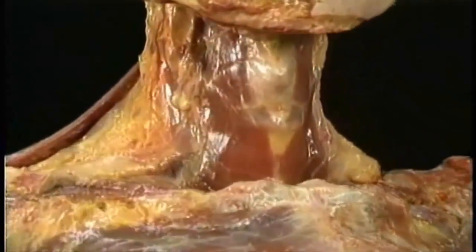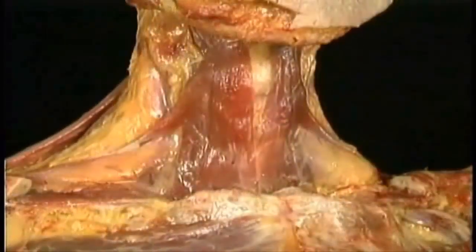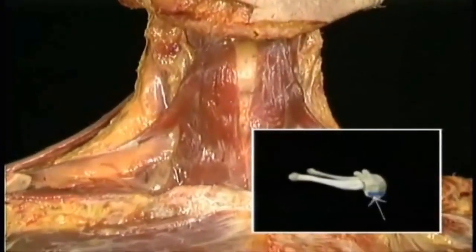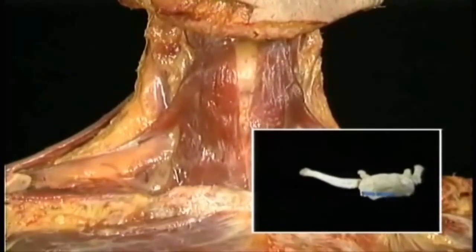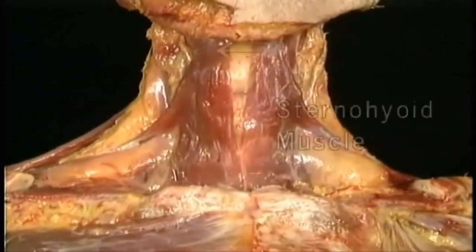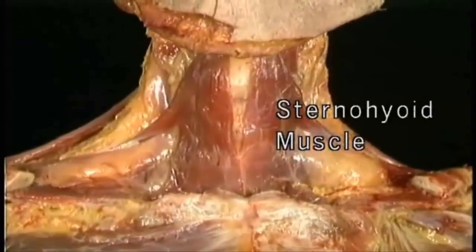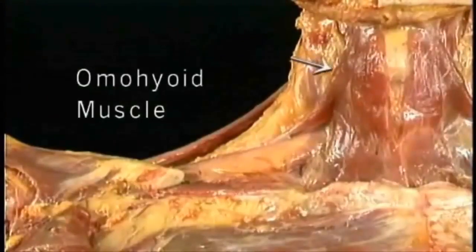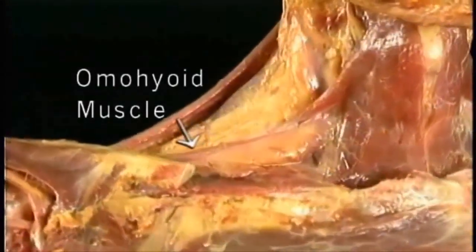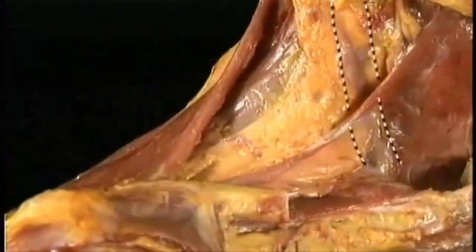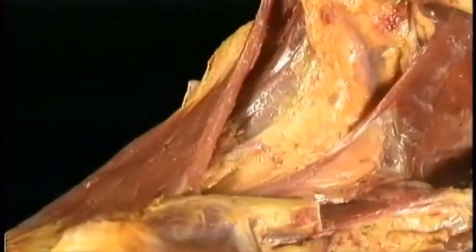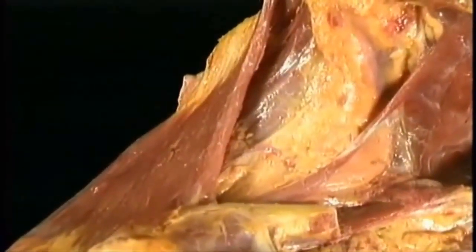Now we'll add the other 2 infrahyoid muscles to the picture, the omohyoid and the sternohyoid. The omohyoid muscle arises here, the sternohyoid here on the body of the hyoid bone. The sternohyoid runs straight downwards close to the midline and inserts on the back of the sternum here. The omohyoid muscle runs downwards, laterally, and backwards. It lies in front of the carotid sheath and the brachial plexus, which is under here. The omohyoid muscle passes beneath the trapezius muscle to insert on the upper border of the scapula.